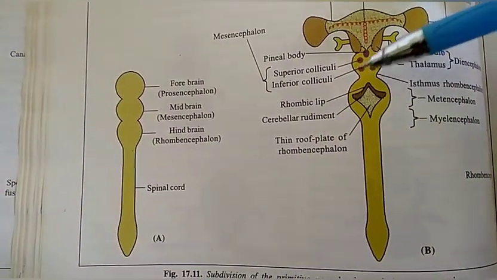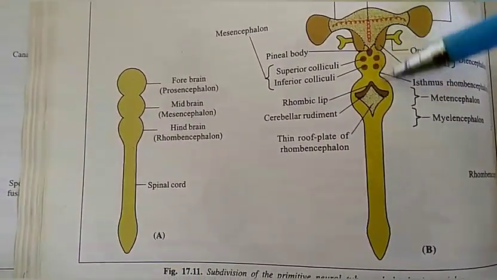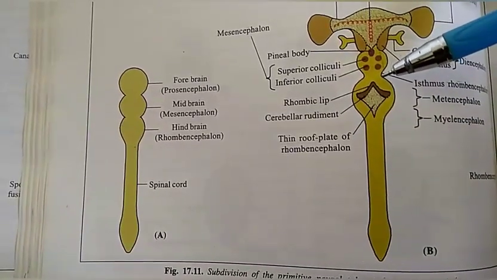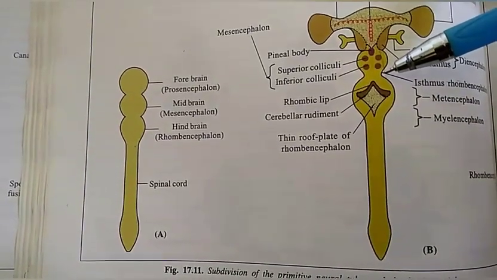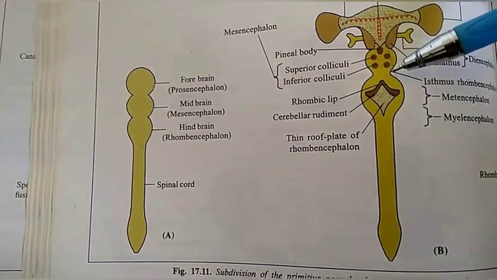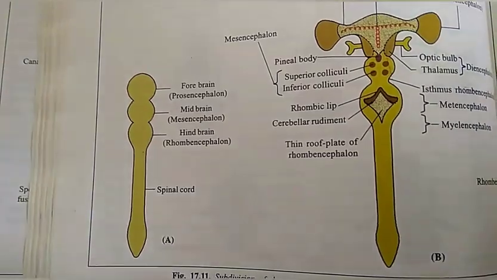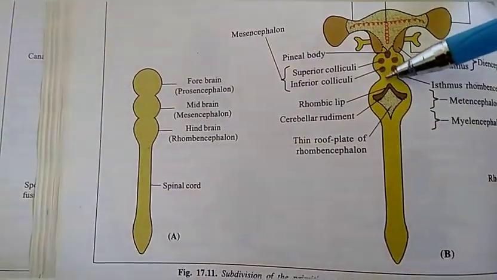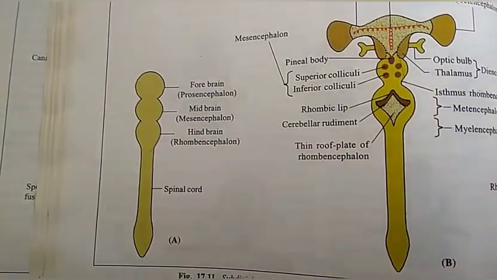The constriction at the junction of midbrain and hindbrain is known as isthmus rhombencephali. This isthmus rhombencephali leads to the development of the nucleus of trochlear nerve and mesencephalic nucleus of trigeminal nerve, which eventually undergo rostral migration and occupy their adult position.